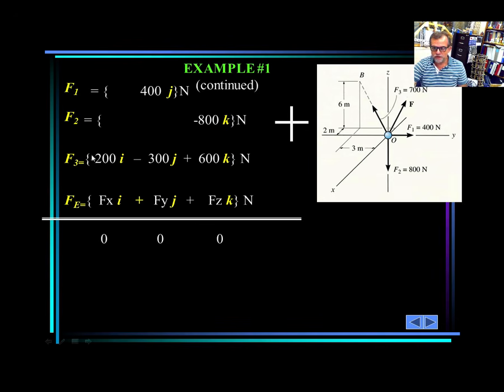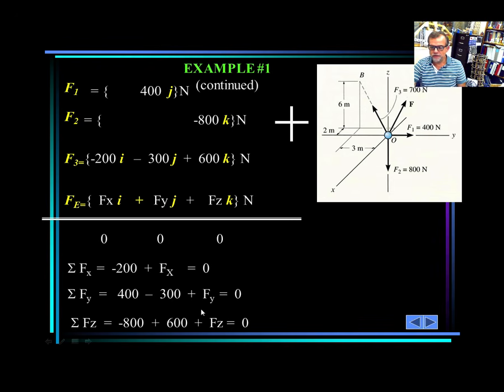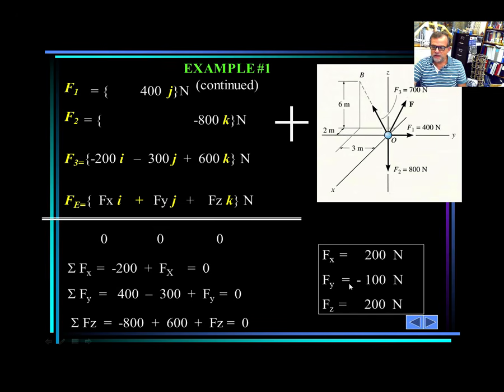What is my first equation? Everything that goes in i has to be 0. So negative 200 plus Fx equals 0. That's my first equation. Now I go in j, one on top of the other: 400 minus 300 plus Fy equals 0. And the last one is negative 800 plus 600 plus Fz equals 0. I call it a system of three equations with three unknowns, but if you realize, the solution is right there. So Fx is 200, Fy is negative 100, and Fz is 200.